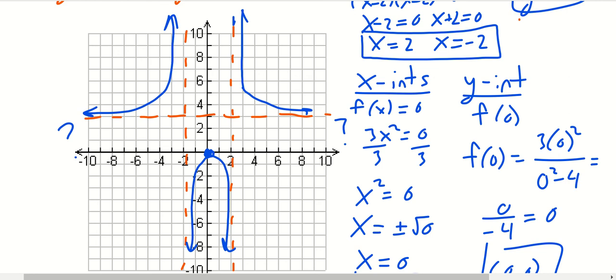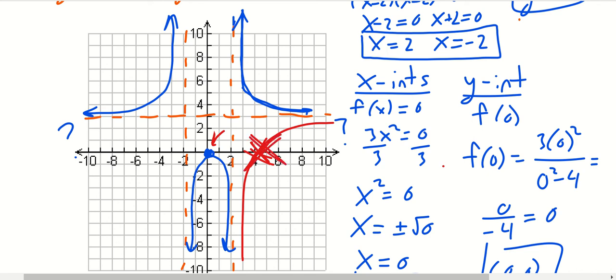Again, we could have also figured this out because to the right of 2, you have 2 choices. Either it's going to look like this, or because it needs to follow the asymptote, it would look like this. But again, you can rule this out because we know that the graph is not going to cross the x-axis at any point other than 0, 0.